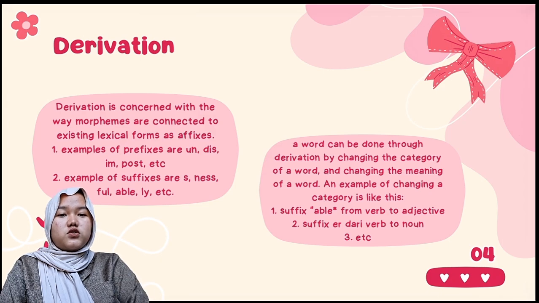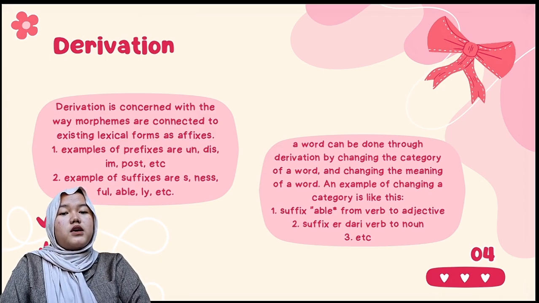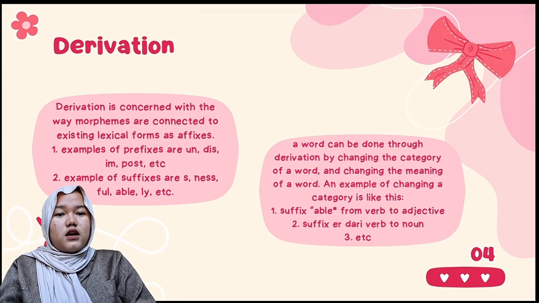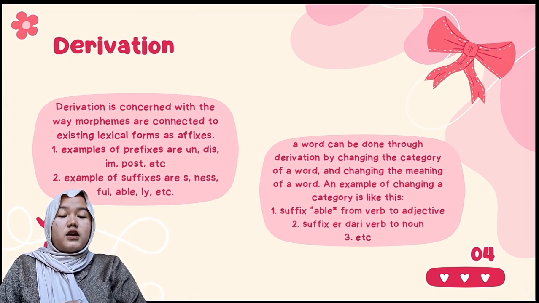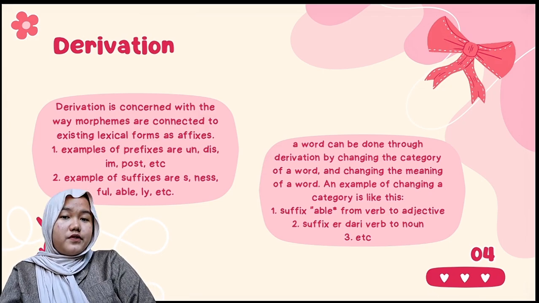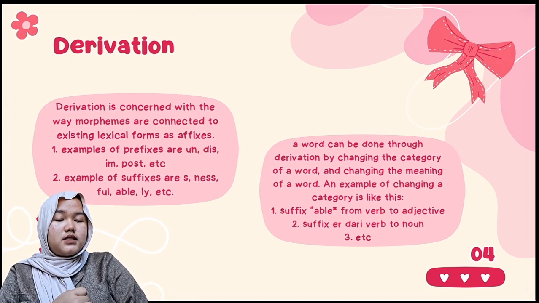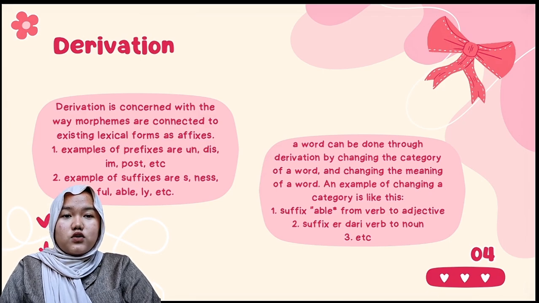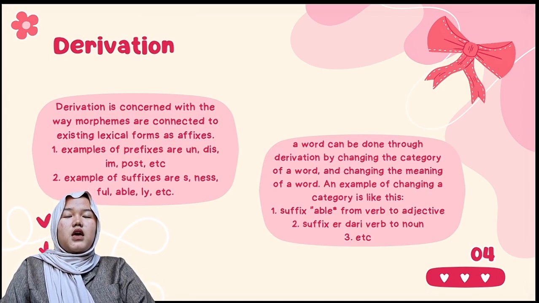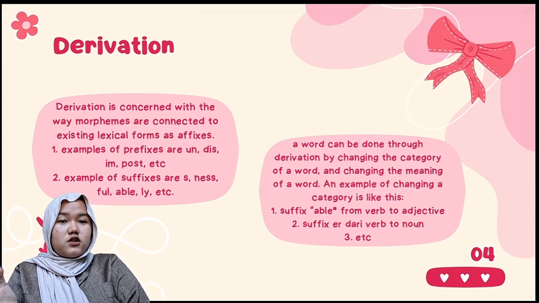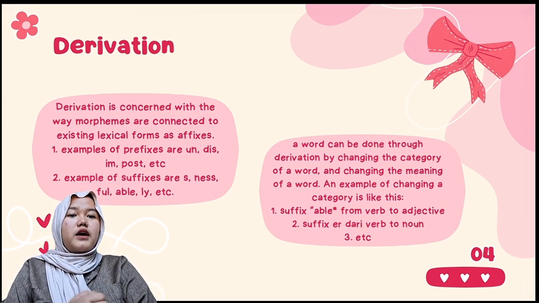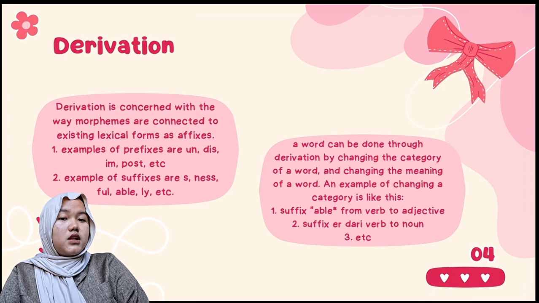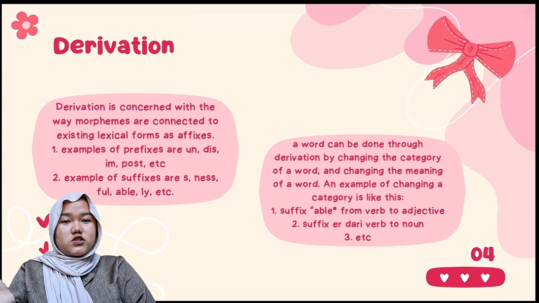Derivation is concerned with the way morphemes are connected to existing lexical forms as affixes. Examples of prefixes are un, dis, im, pre, and so on. And examples of suffixes are ness, ful, able, ly, and so on.